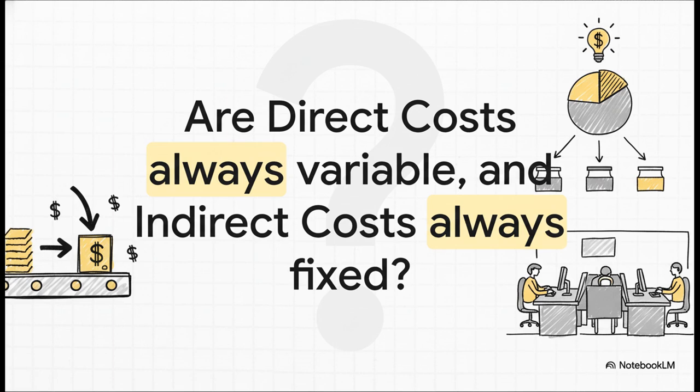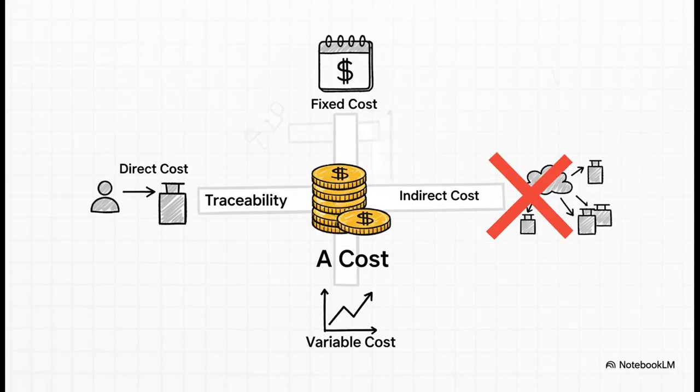Students see examples like direct materials, which are variable, and factory rent, which is fixed, and they start to think there's some kind of permanent rule. Direct costs are always variable and indirect costs are always fixed. So, is that true? And the answer is an emphatic, capital letters, no. This is probably the single biggest mistake people make when learning this stuff.